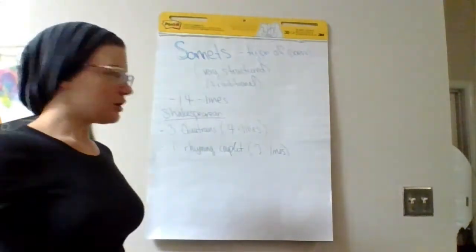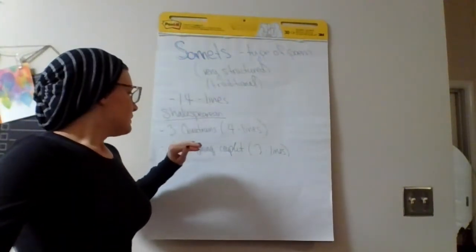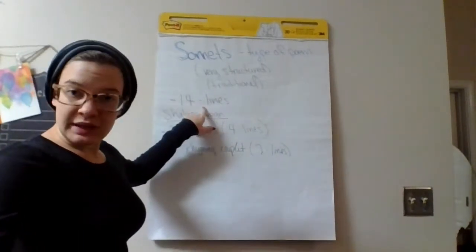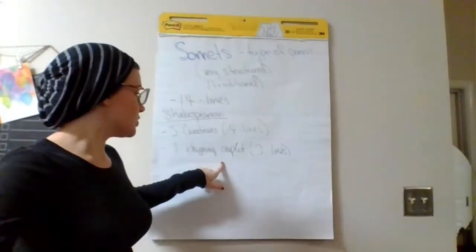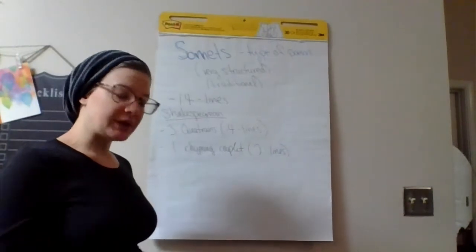They are 2 lines long, together making those 14. This is not like this for every sonnet. Every sonnet will have 14 lines, but depending on which type of sonnet, so for example, Shakespearean, you're going to have 3 quatrains and a rhyming couplet.